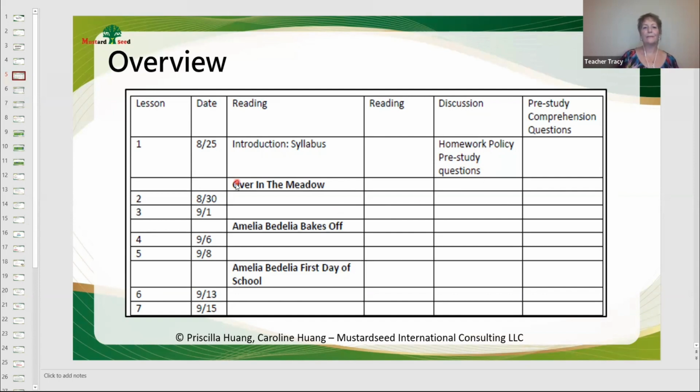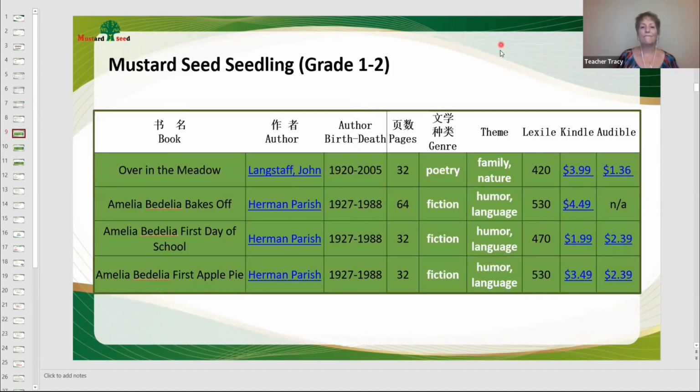All right, our first book is Over in the Meadow. So that's our first one, Over in the Meadow. And we will be spending 2 weeks reading this book. Okay, so here is an outline. We call this an outline of the information on our books that we're going to be reading. I'm going to start with, of course, Over in the Meadow. And that is our first book we're going to be reading.